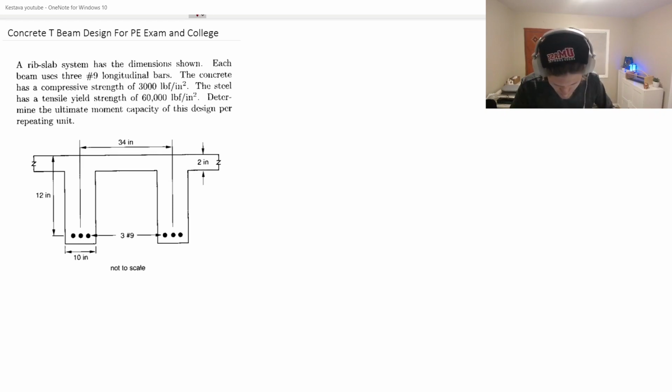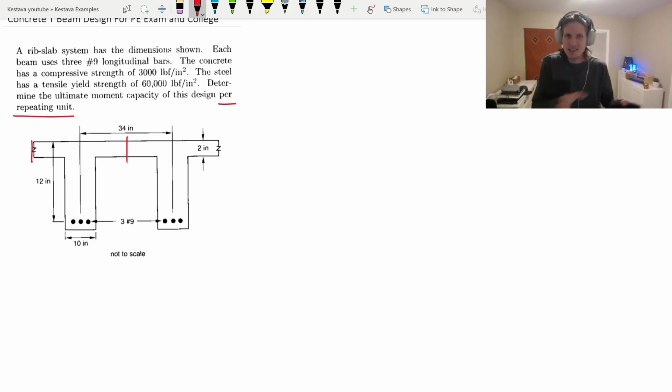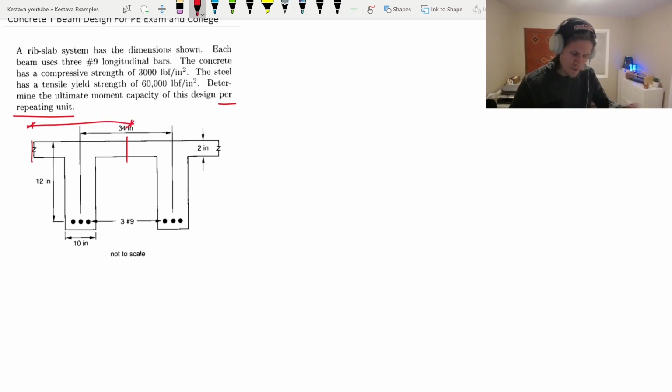So where to begin here? Well, first I would say it's per repeating unit. And you're like, well, what the frick? Per repeating unit just means, boom, boom, per T section. So because we have 34 inches on center for the webs, these guys are the webs, we know that it's carrying some tributary area that would be like this per web, which creates then your T section.